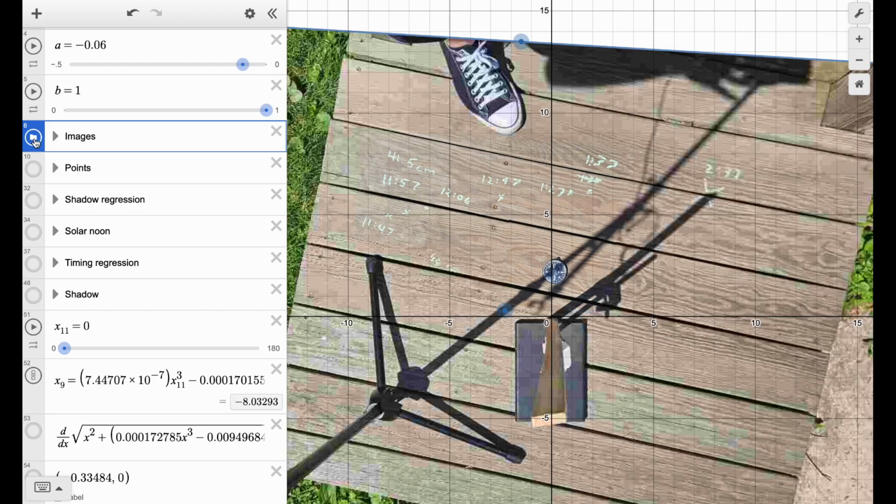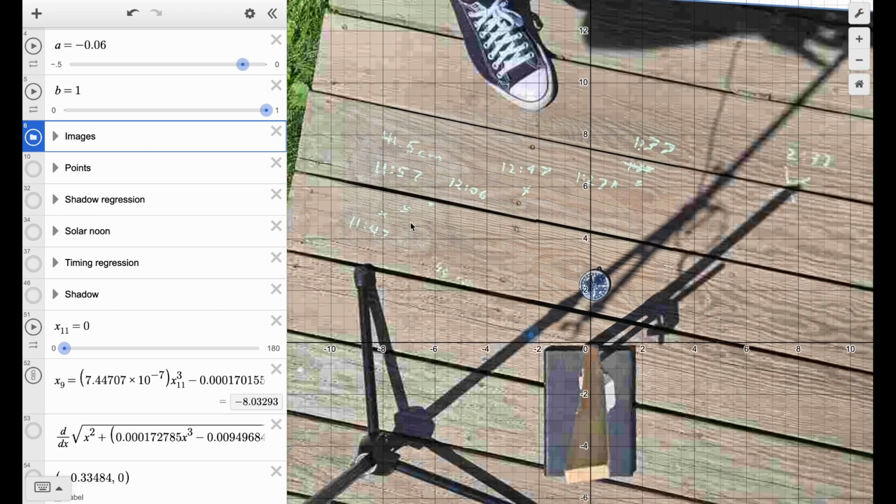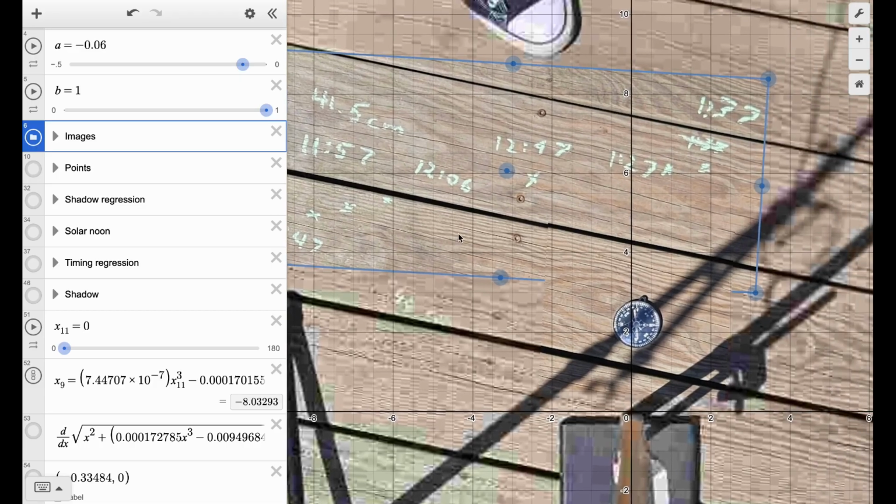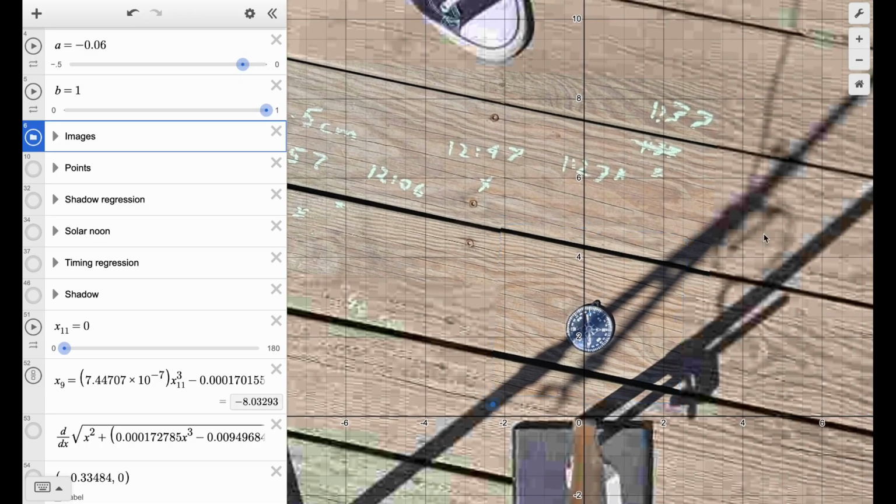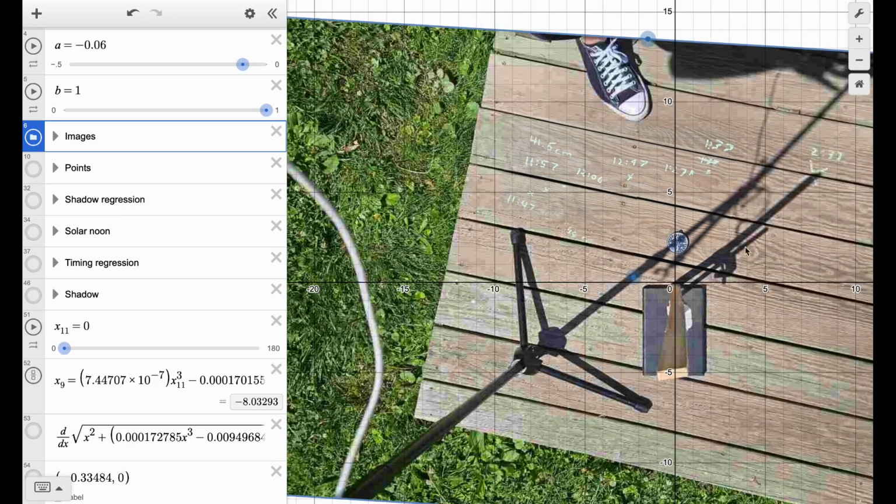This is just an image taken from the overhead camera's point of view. I've rotated the image so that my expectation of true north is aligned with the y-axis, and I've set it up so that the source of the shadow is essentially at the origin. And so hopefully that should simplify the mathematics. And as you can see, I've got a clear view of all these points that I had marked with chalk, including the time. That's essentially my data.